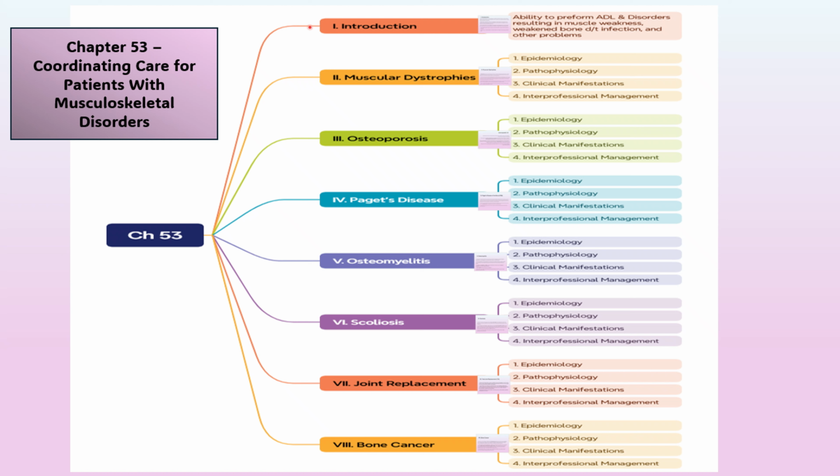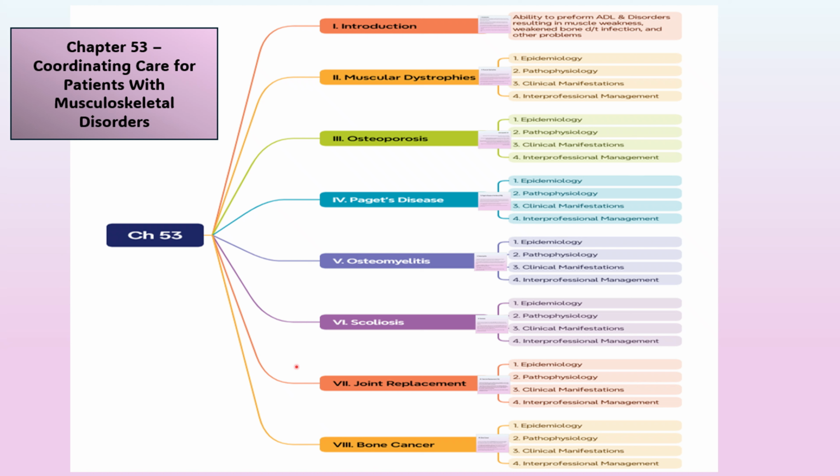It starts with the introduction, and the second is muscular dystrophies. Then 3, it's osteoporosis. 4, Paget disease. 5, it's osteomyelitis, scoliosis, joint replacement, and then lastly it's bone cancer.